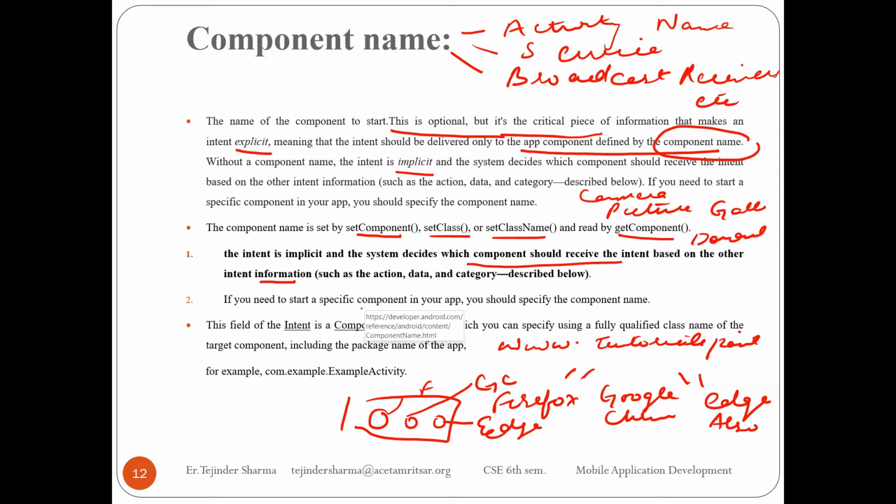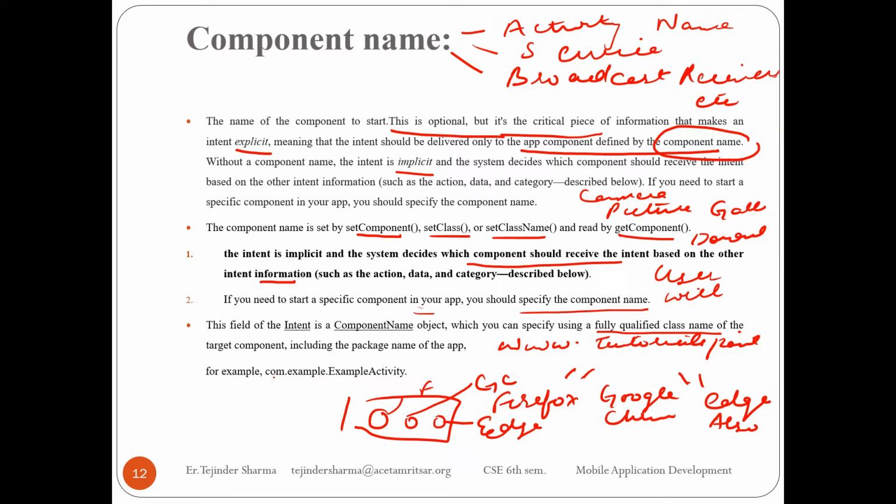If you need to start a specific component in your app, you should specify the component name. That means the user will specify that he wants to open his file either with Firefox or with Chrome or with Edge. Whatever the user chooses, he will open this Tutorialspoint page with that particular app. Now, we have to use the fully qualified class name of the component. Even the package name should be included.